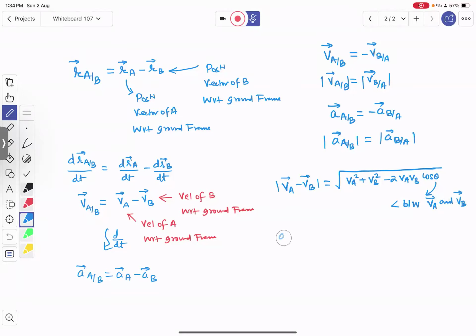Same way, it could be asked to find the length of the vector acceleration of A with respect to B. Same thing you will do: acceleration of A square plus acceleration of B square, and so on. Just don't forget the vector things can be used here also to figure out a few things. Here, I'll be using the angle between the acceleration of A and acceleration of B. Okay. I hope whatever is done in this slide, all of you have understood.